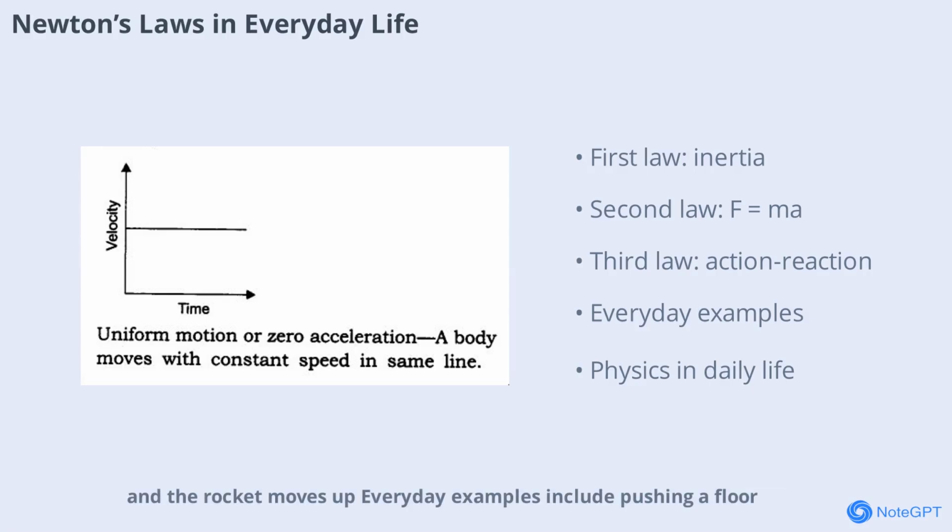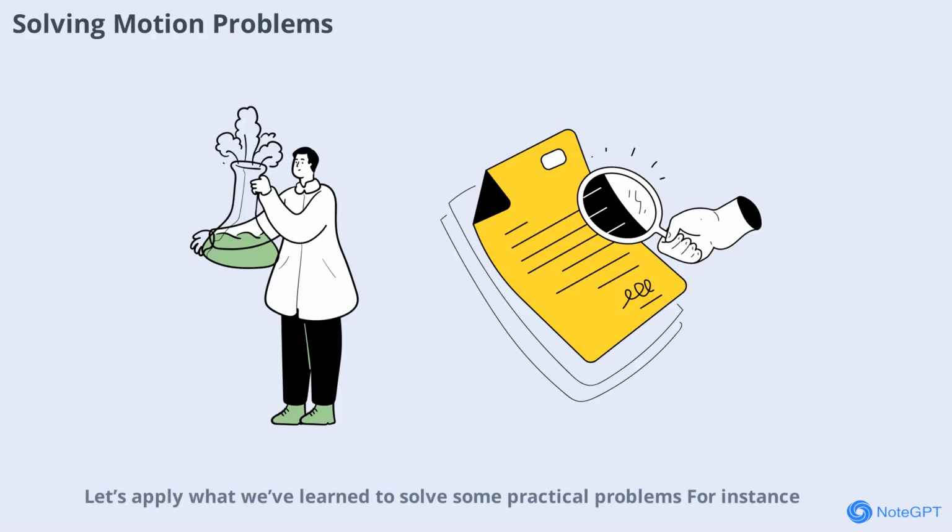Everyday examples include pushing a floor, car wheels producing friction, and a dog pulling a rock. These laws help us understand everything from sports to transportation. By observing our surroundings, we see physics in action, making the subject more relatable and practical. Next, we'll solve some real-world problems using these principles. Let's apply what we've learned to solve some practical problems.